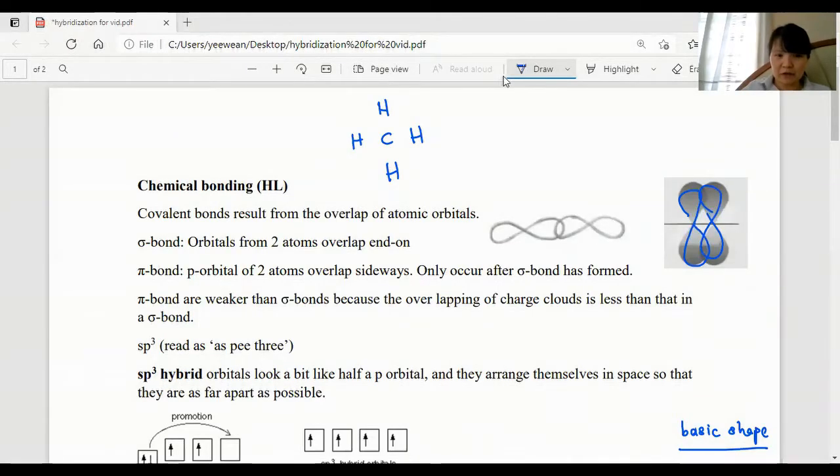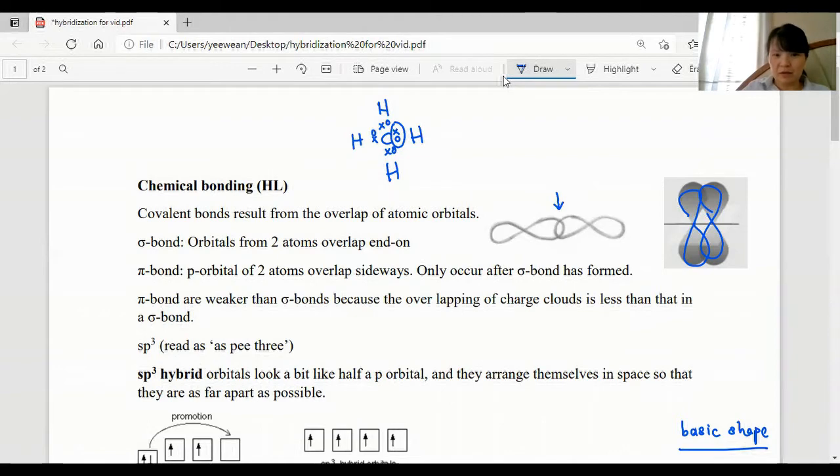This video is for the revision of sigma bonds, pi bonds, and hybridization. For a covalent bond to be formed, let's say I'll draw a methane here. Carbon has 4 outermost electrons, and for each hydrogen I'll draw a dot. So they share electrons here. For this covalent bond to be formed, their orbitals must overlap.